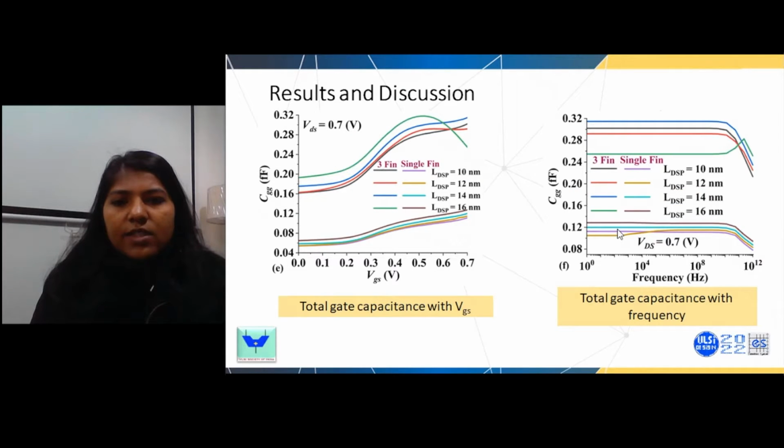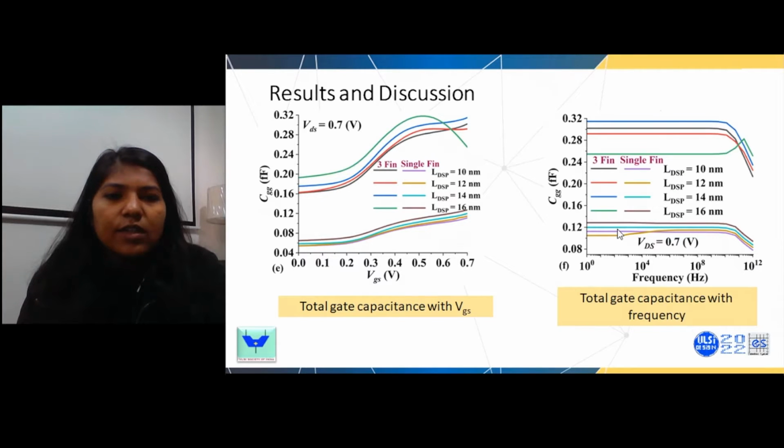So the impact can be seen in the total parasitic capacitances, for the higher asymmetricity, which is LDSP equal to 16 nanometer. We can see there is a fall in the total gate capacitance at higher VGS, because gate to source and gate to drain both are falling for the high drain spacer length and at the higher voltages. So the overall decrement can be seen in the total gate capacitances, and the same with respect to the frequency plot.